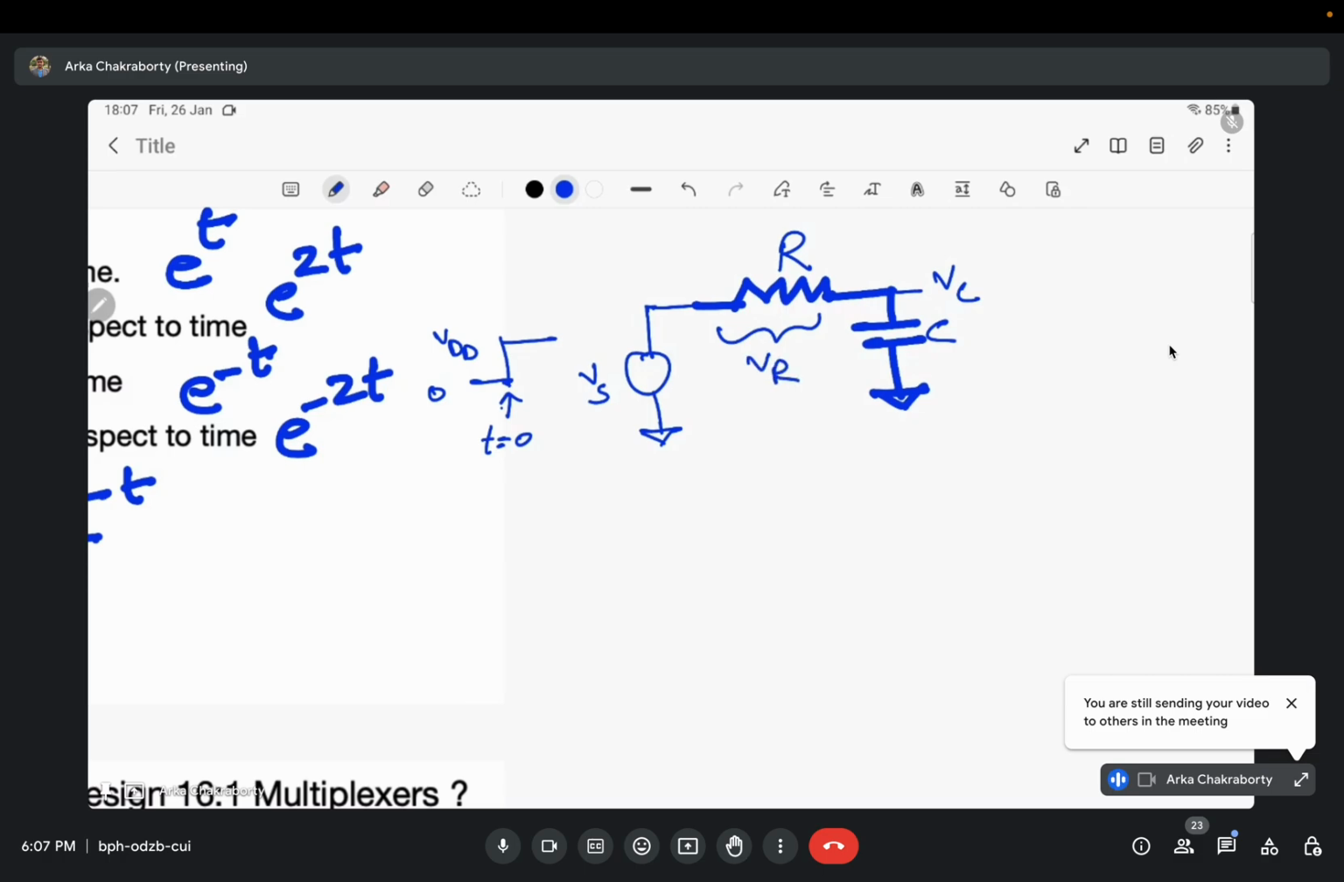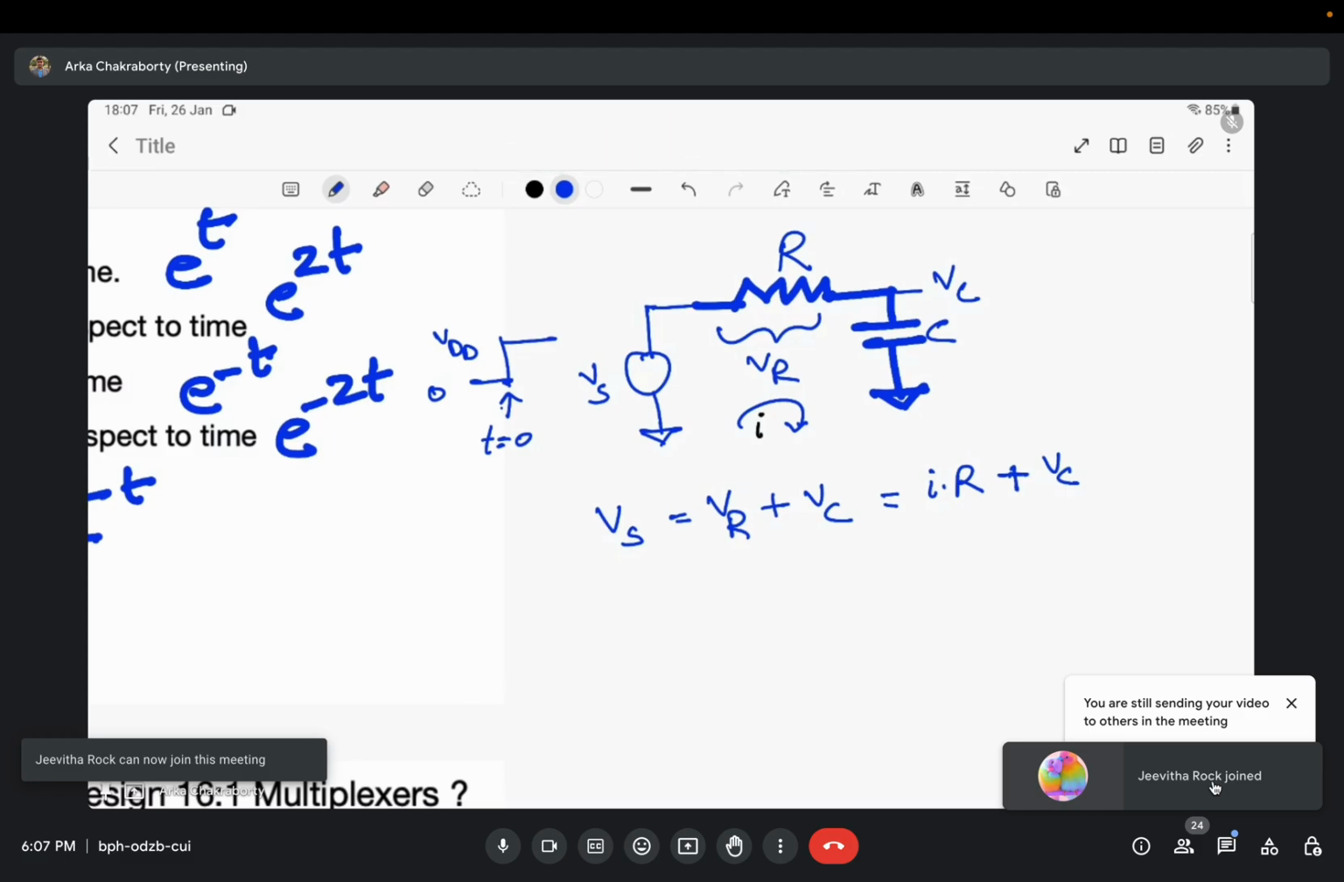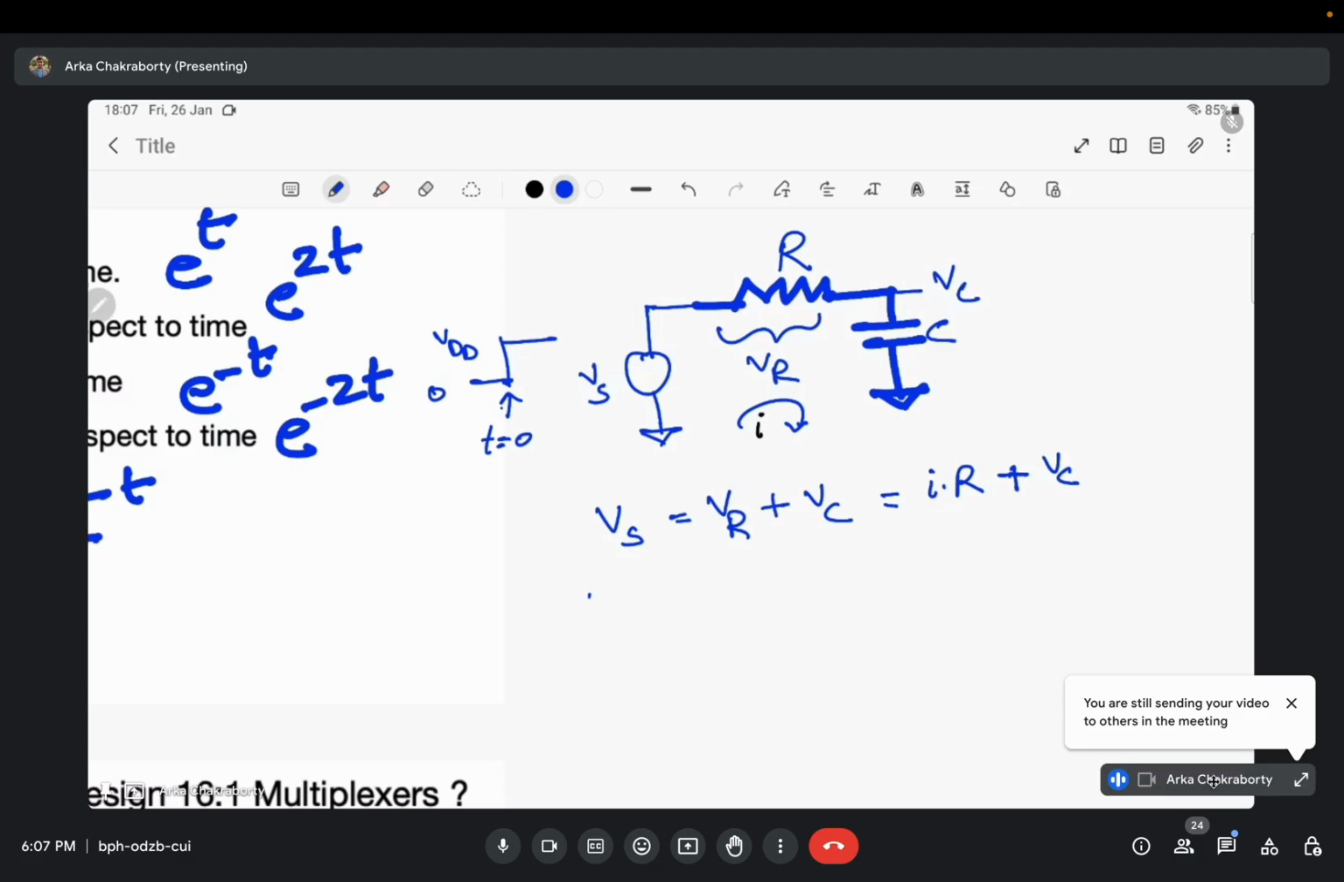So we know Vs is equal to Vr plus Vc. If current I is flowing through this circuit, then Vs equals I into R plus Vc. We know the current through a capacitor can be written as I equal to C dV/dt, where V is the voltage across the capacitor. In our case, it is C dVc/dt. So my Vs would be equal to C dVc/dt into R plus Vc. Fine.